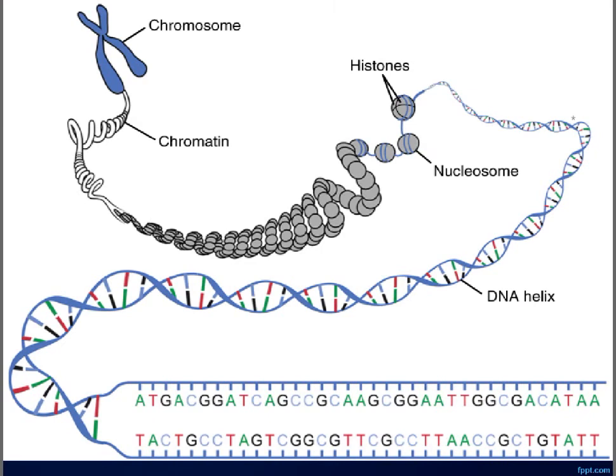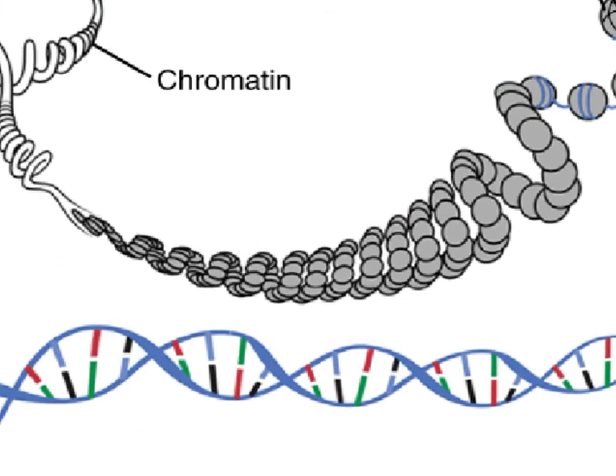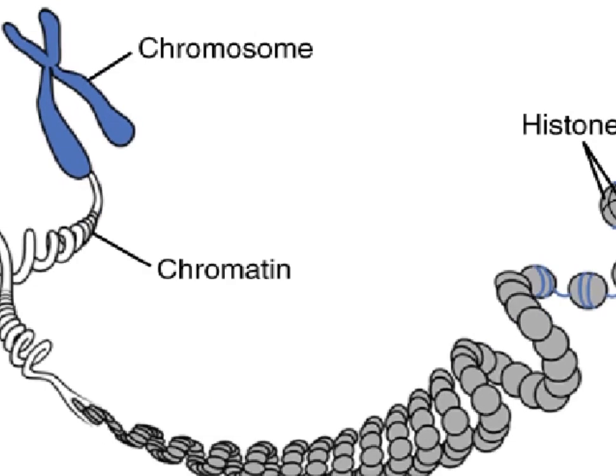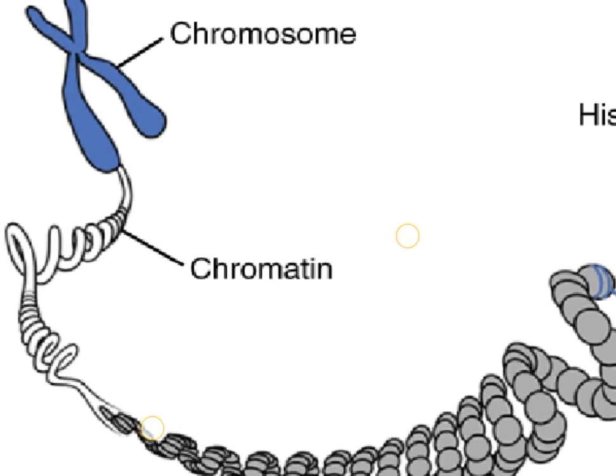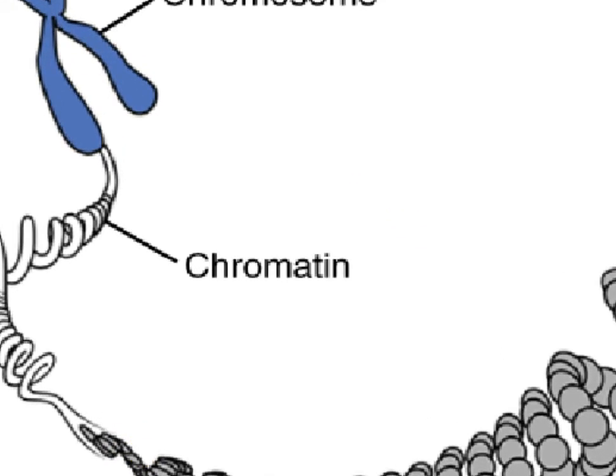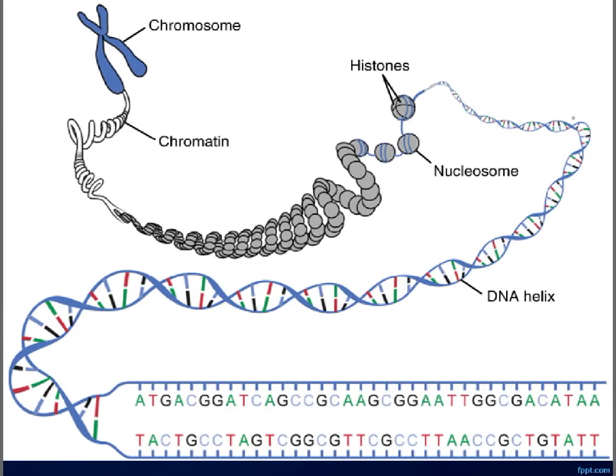In this diagram you can see that blue colored chromosome is there, and at the base of chromosome you can see small thread-like coiled structures which are known as chromatins. I will zoom this picture. You can see blue colored chromosome is there, and these are the thread-like coiled filaments which are known as chromatin.